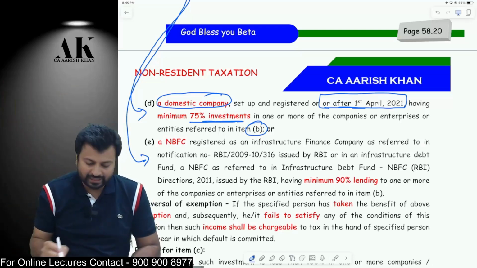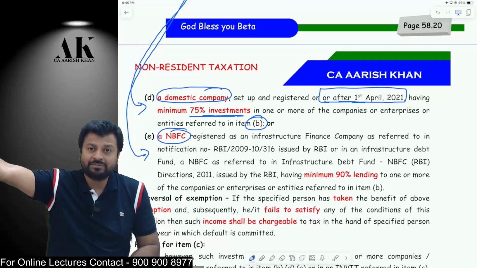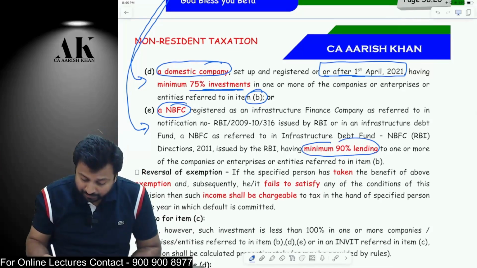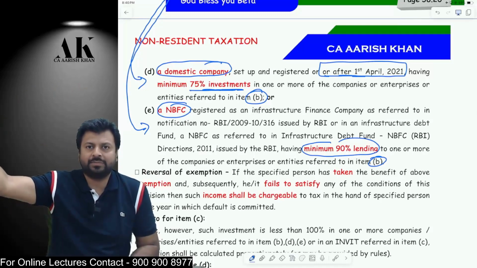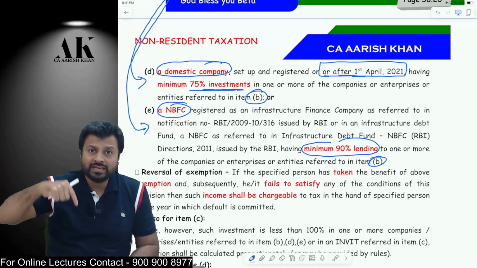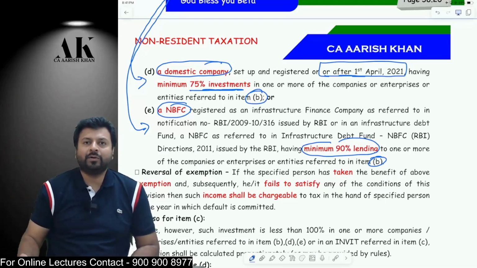Infrastructure facility in India. And last, again an NBFC, the specified person will invest in NBFC, and that NBFC will lend minimum 90% to point number B, that is to Adani Enterprise. Example, I am not saying Adani Enterprise is a beneficiary of this section, I am just giving one example. So they will invest where? In NBFC, and NBFC will lend at least 90% of this income to the point number B company.